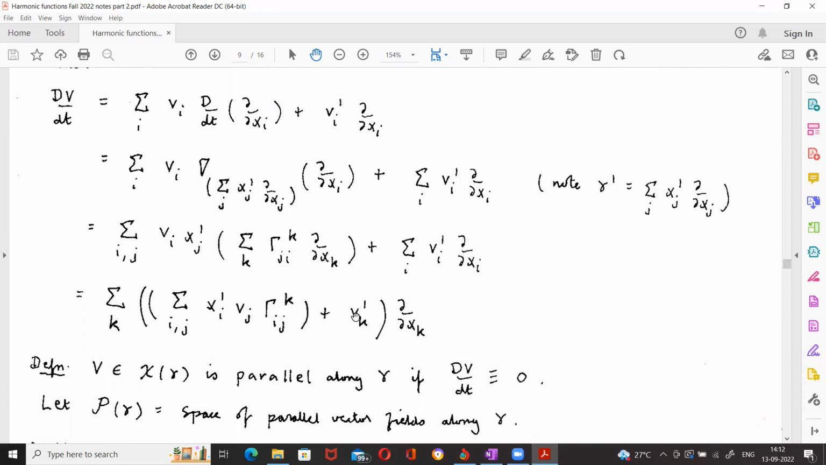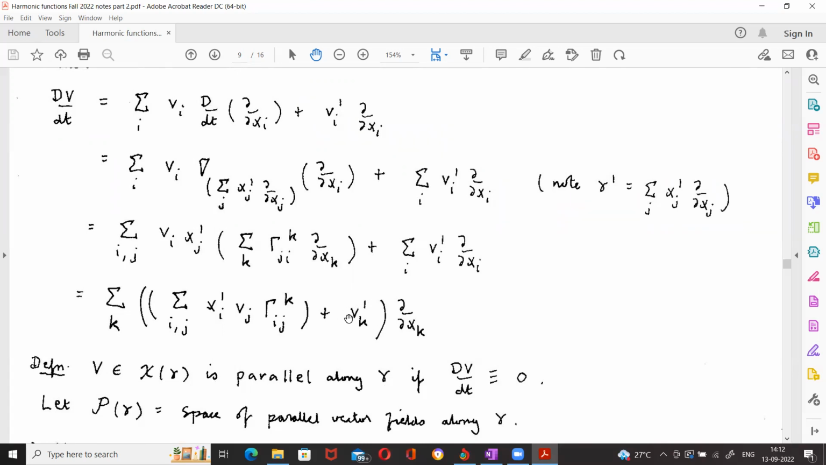And using this, we saw that if we define a vector field V to be parallel along gamma if its covariant derivative is identically 0, then the equation DV/dt equal to 0 becomes just a system of linear differential equations in R^n for the coefficients V^k of the vector field V.